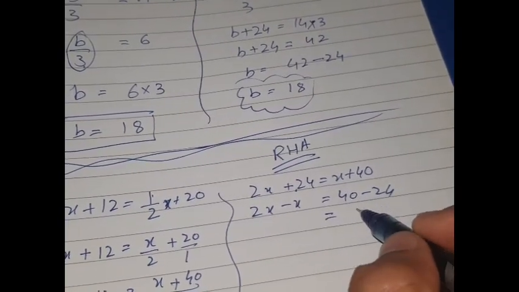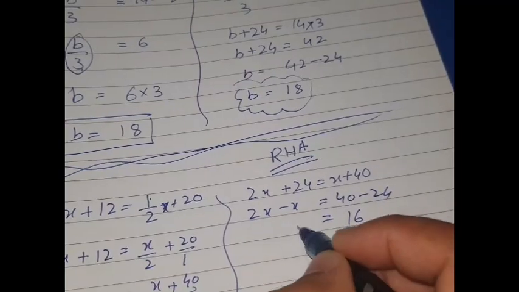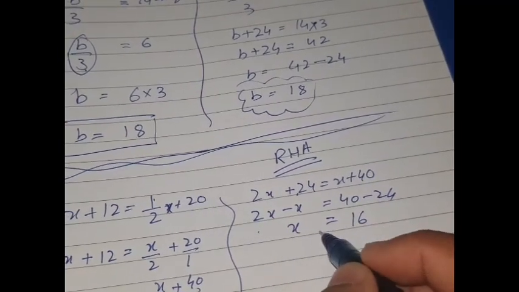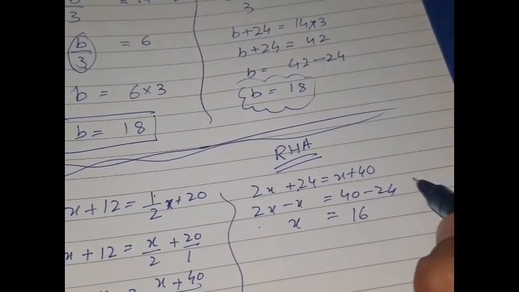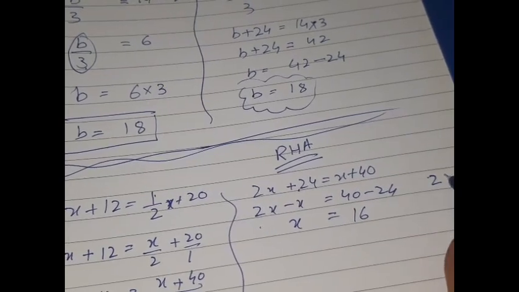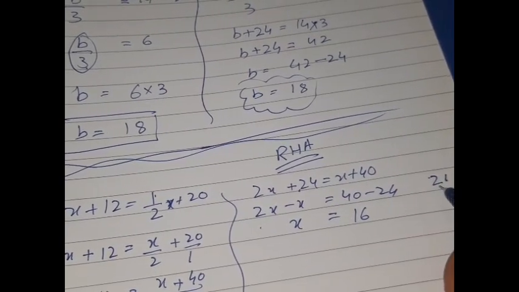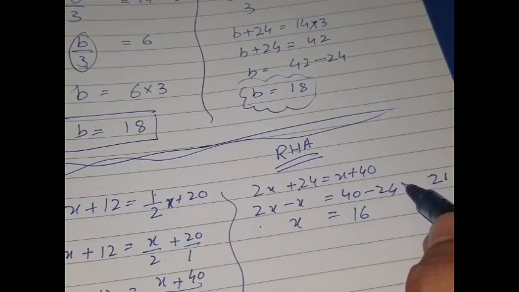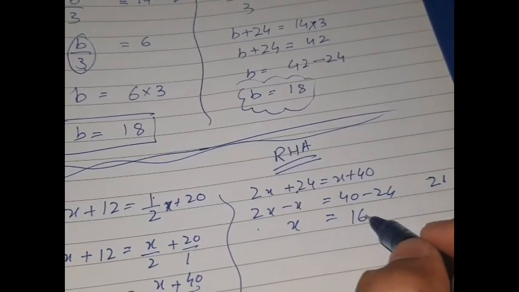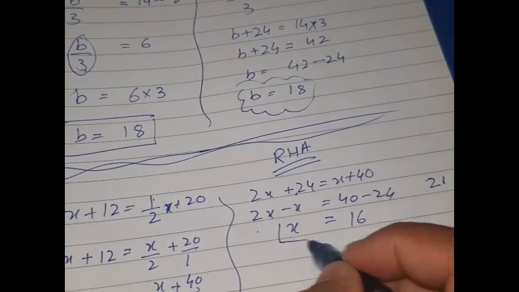40 minus 20 is 20. 20 minus 4 is 16. 2x minus x is x. So x is equal to 16 as my answer. Let me check my answer. 24 plus 6, 30, and 10, 40. 24 plus 6, 30, 30 and 10, 40. So x is equal to 16 is my answer.